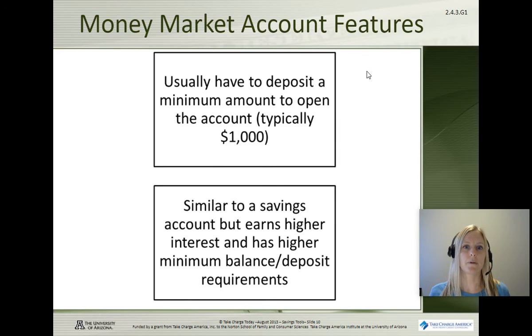Other features of money market account, you do usually have to deposit a minimum amount to open the account, typically $1,000. And it's similar to a savings account, but it earns a higher interest rate and has higher minimum balance and deposit requirements.